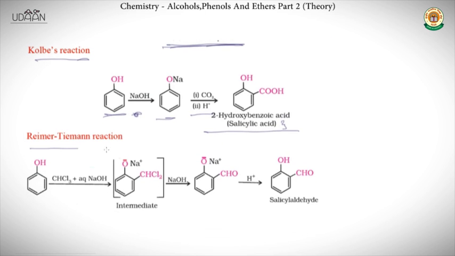Finally, the most typical reaction of phenol is the Reimer-Tiemann reaction, the most common and widely asked reaction, and a very important one, in which phenol is reacted with CHCl3 and aqueous NaOH, and then it forms a carbene as an intermediate, and following the carbene mechanism it adds, and this is the intermediate which we get. And then when we add NaOH, it forms an aldehyde group over here, and finally when we add it into an acidic mixture, we get an aldehyde which is salicylaldehyde.